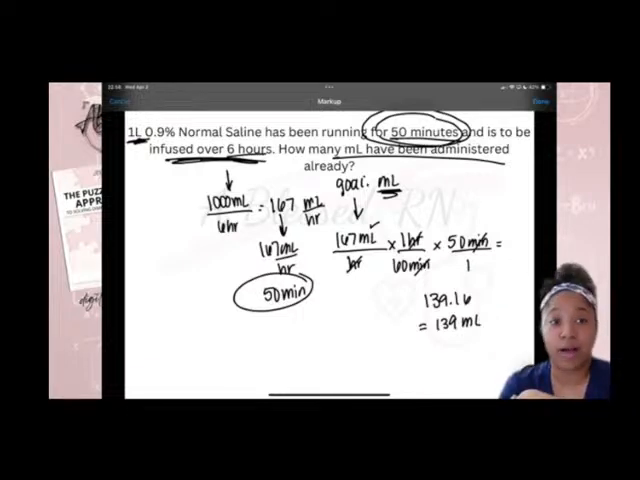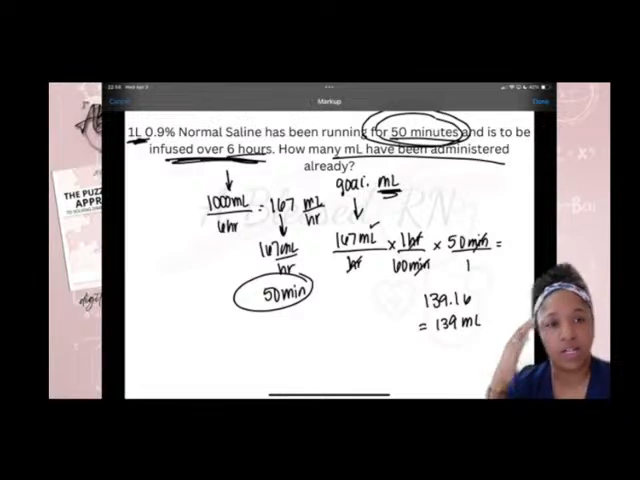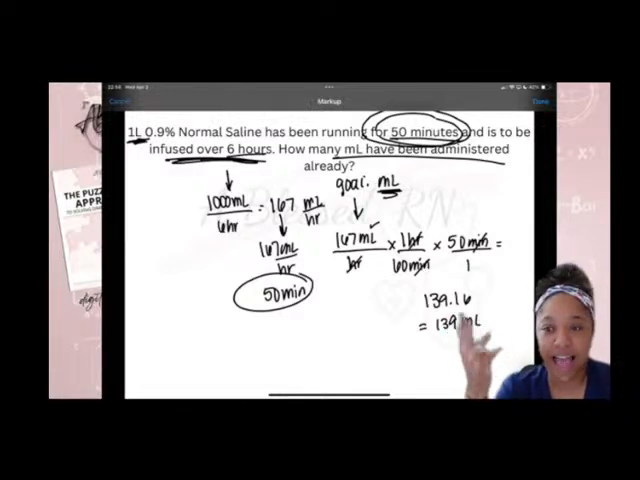So you had to do your hour to minute conversion, and then you put your 50 minutes. If the time was on there as 1.5 hours or 2 hours, you wouldn't have to do that hour to minute conversion. But since it gave us 50 minutes, we had to convert.